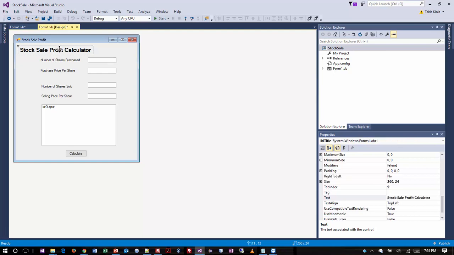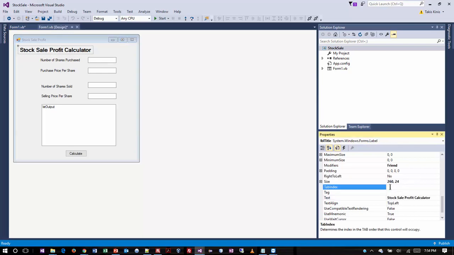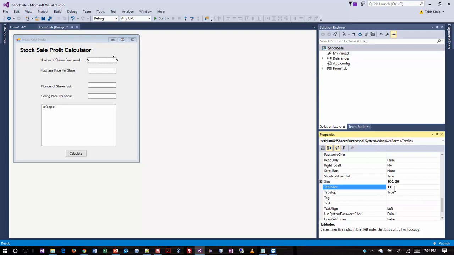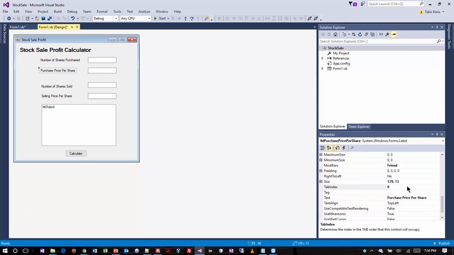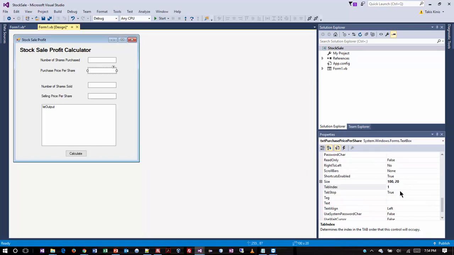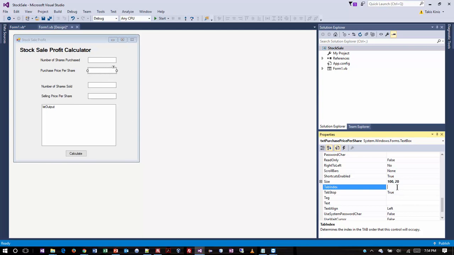So I'm going to take this one here. I'm going to set it to 0. I'm going to click on this one, set it to 1. Set that one to 2. Set that one to 3. Set this one to 4.